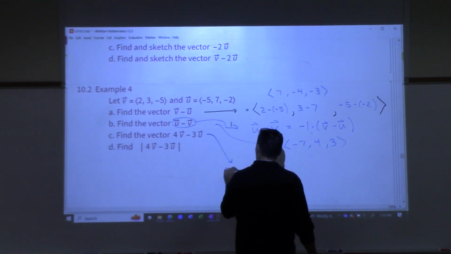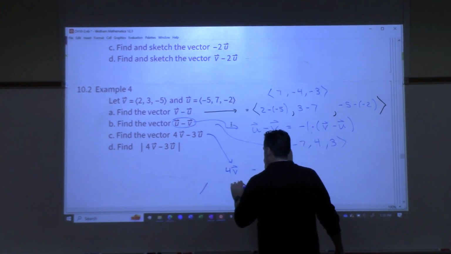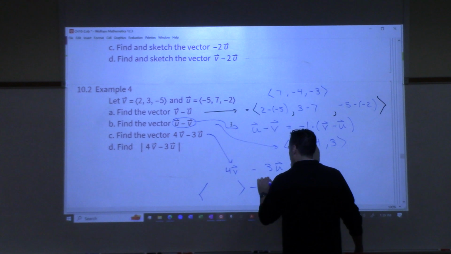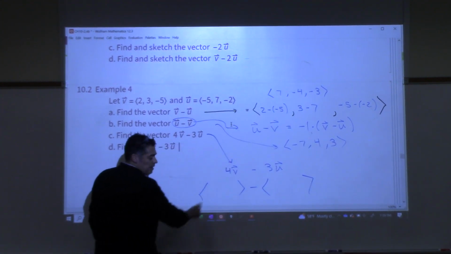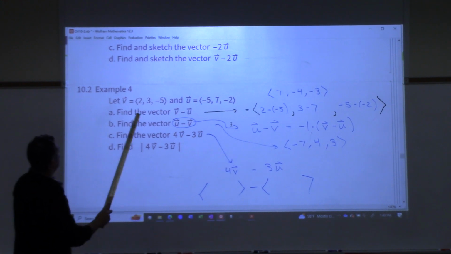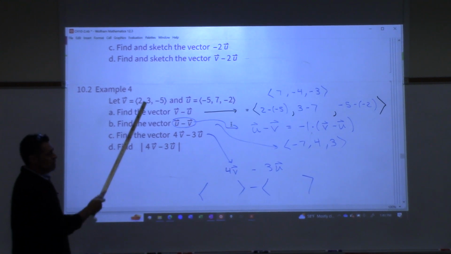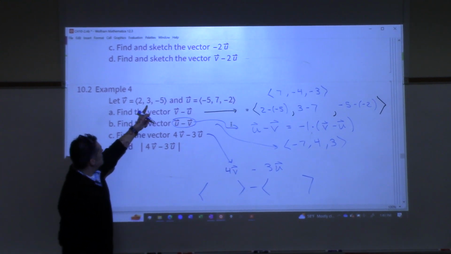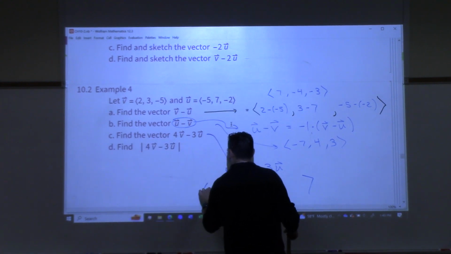All right, so this one, let's write down what is 4v? What is 4 times v minus 3 times u? So let's try and do this kind of mentally here. If I ask you for 4v, you're going to take the vector v and do what with it? We multiply each component by 4. You get 8, 12, negative 20.